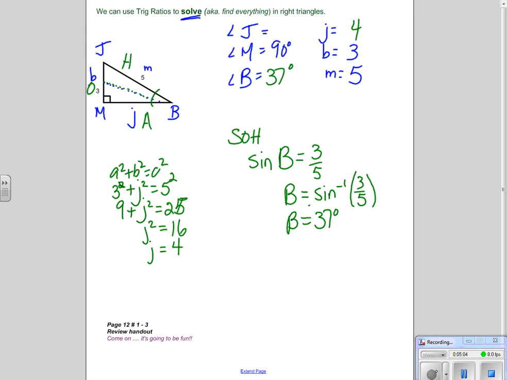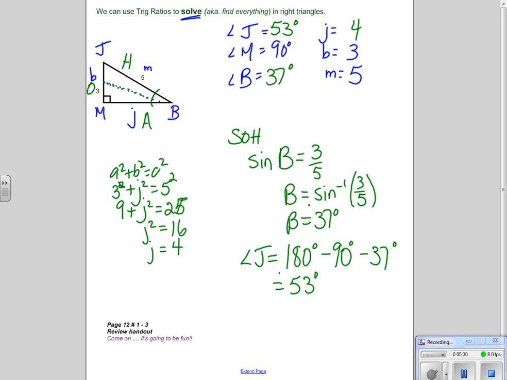We are allowed to be lazy for the last angle. We know that the 3 angles of a triangle add up to 180 degrees. So if I take my 180, subtract the 90 that we already knew, and subtract the 37 that we just found, we will find the remaining angle, which would be approximately 53 degrees, because I rounded. We've solved the triangle using right angle trig.